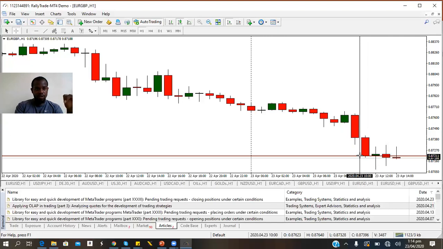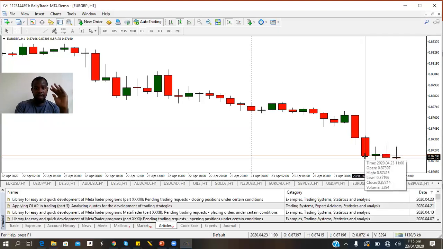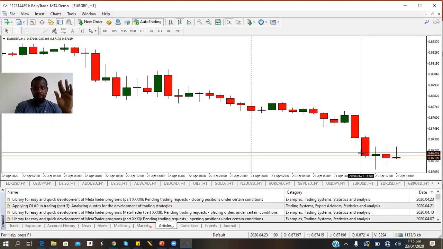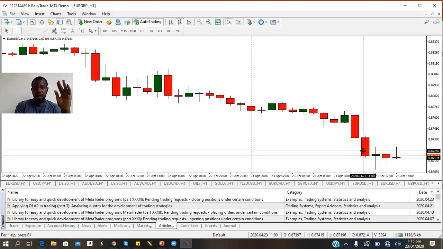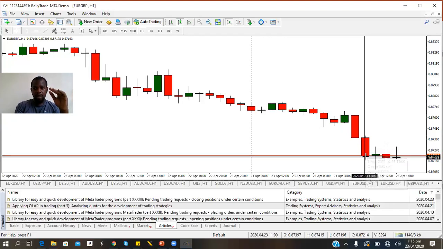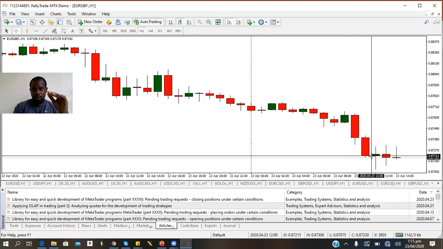So it closed down, which means it closed as a bearish candle. You can see it is red. It closed as a bearish candle. And that was the end of that particular candle between the hours of 11 o'clock to 12 o'clock. And when it closed, what happened? Another candle opened. Although this one is quite small, I hope you can see it.